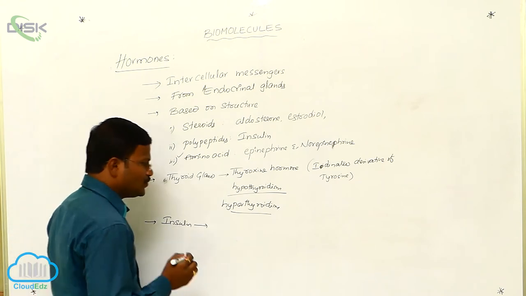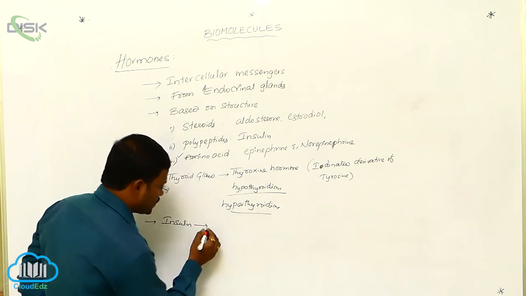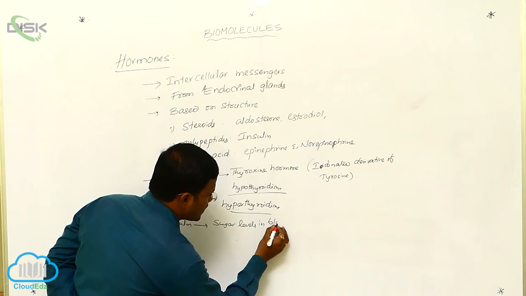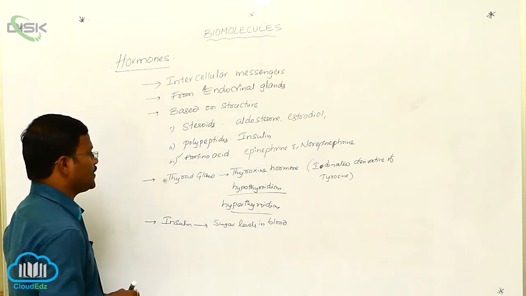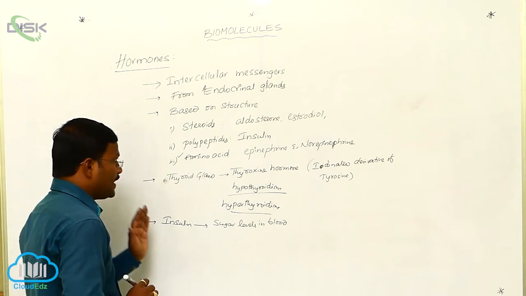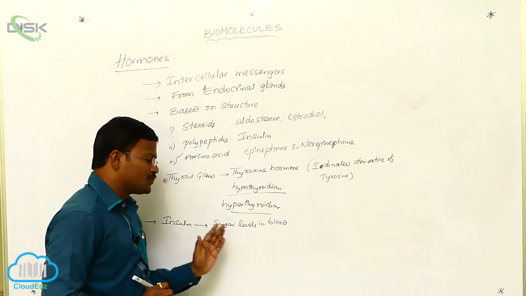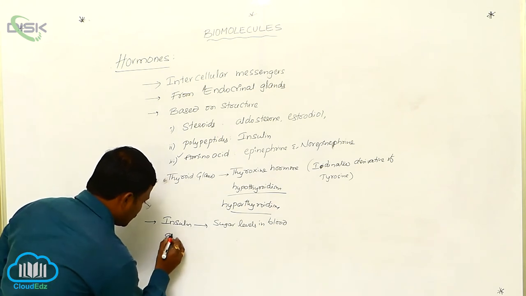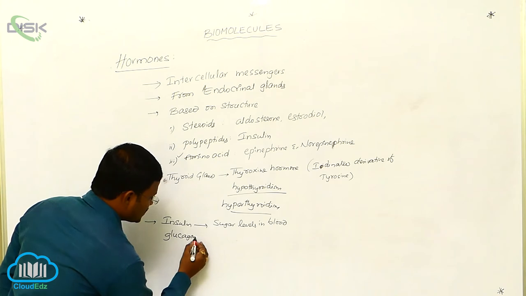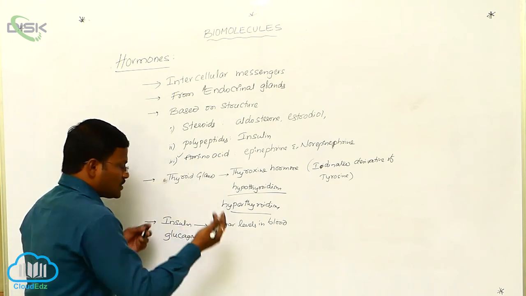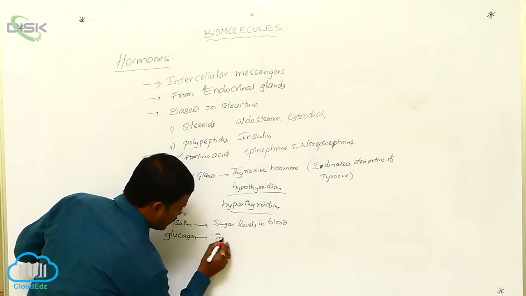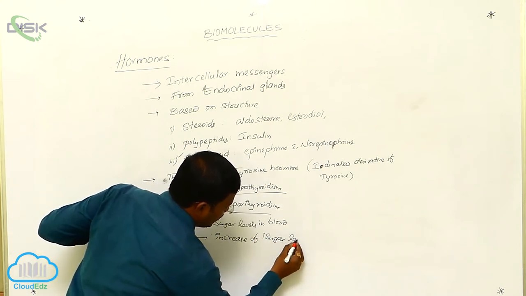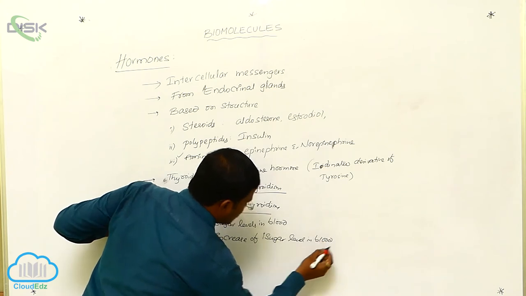This insulin is useful to reduce sugar levels in blood. Insulin is a hormone released from endocrine glands, and it is useful to decrease sugar levels in blood. Similarly, one more hormone is there, glucagon. So what is this glucagon? It promotes an increase of sugar level in blood.